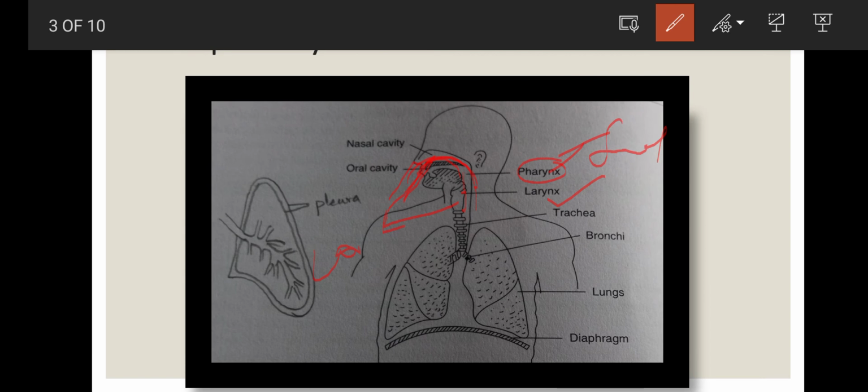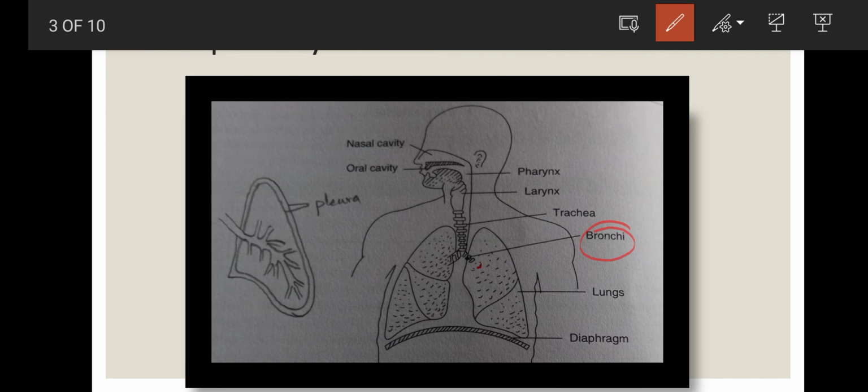The larynx opens into a long tube called the trachea. We can see here it is a long tube called trachea, and the trachea divides into bronchi. These are the bronchi, and the bronchi enter into the lungs. So we can see here the lungs. Within the lungs the bronchi branch further into bronchioles. So here we have bronchioles.